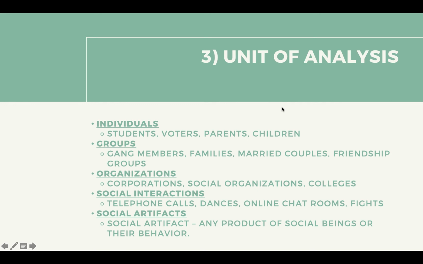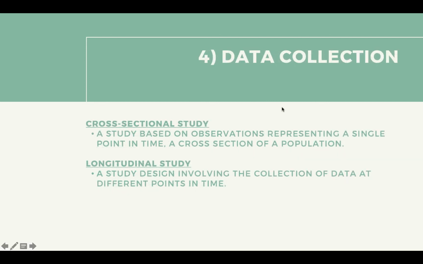You can look at individuals, such as students, people, parents, children, voters. You can look at groups of people: gang members, friendship groups, organizations, fraternities, or colleges. Then social interactions, telephone calls, online chat rooms, and social artifacts. Next, you select your method of data collection.